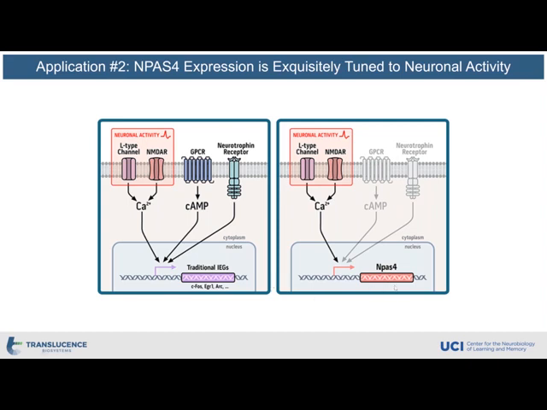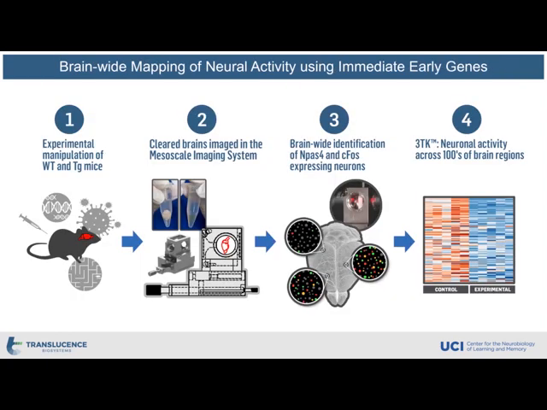In contrast, the immediate early gene NPAS4 was identified by Greenberg and colleagues to be much more selectively tied to neural activity, making it in principle a superior marker for recent neural activity during an experience. But it hasn't been used nearly as extensively to mark anatomically the cells that were active in a recent experience. So together with Translucence, we have been developing a pipeline for mapping neural activity using NPAS4 together with other IEGs.